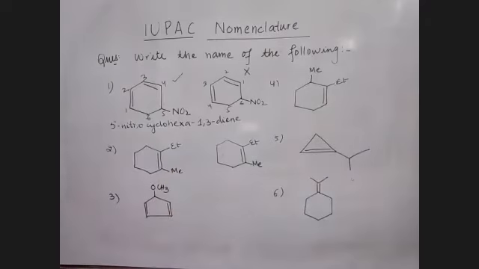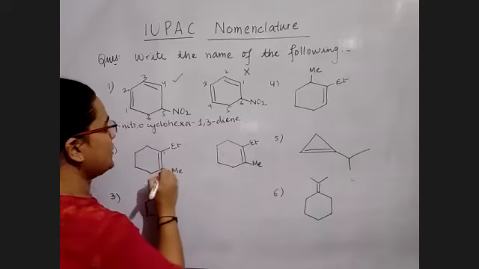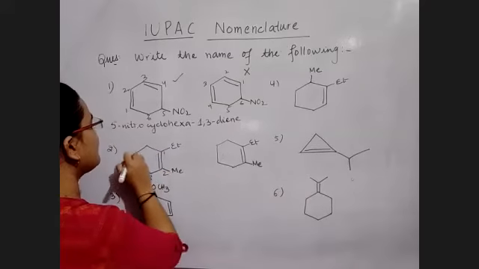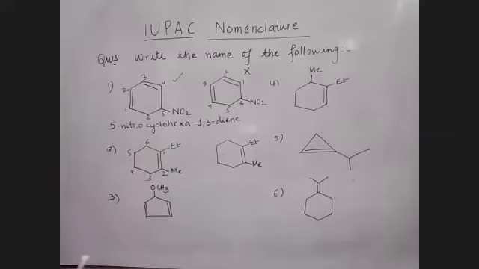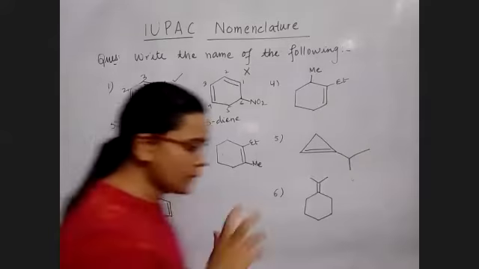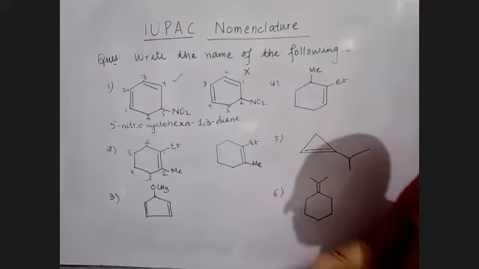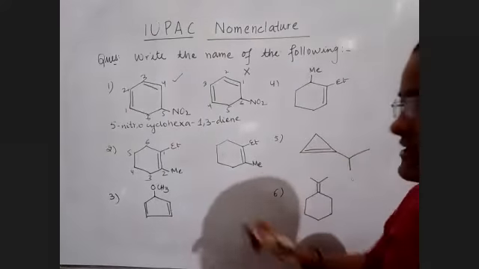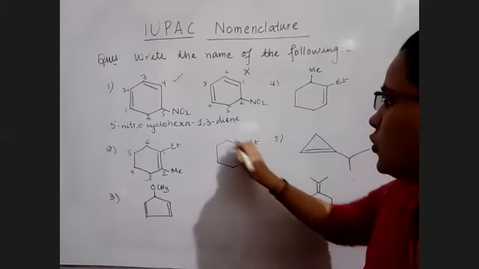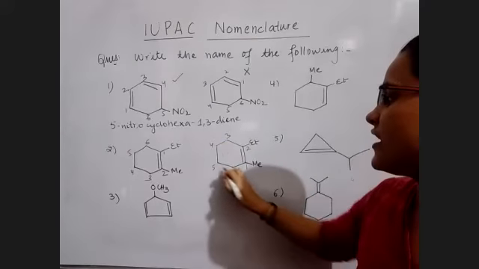Numbering can be done in two ways. It can be 1, 2, 3, 4, 5, 6. Numbering will start from the double bond because the double bond will get more priority over the side chain. So it can be 1, 2. Next can be 1, 2, 3, 4, 5, 6.